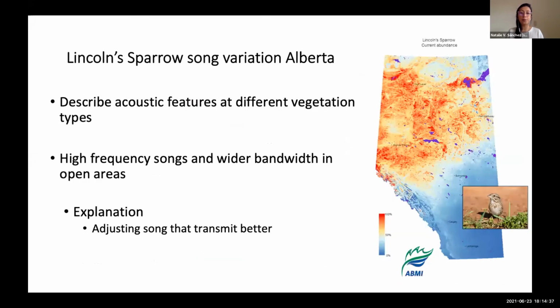So we decided to study what the sound variation is in Alberta and whether the different vegetation types describe the acoustic features. We were expecting high frequency sounds and wider bandwidths in more open areas, and the explanation is that the sounds are going to transmit better. This map shows the distribution of Lincoln Sparrow in the province.